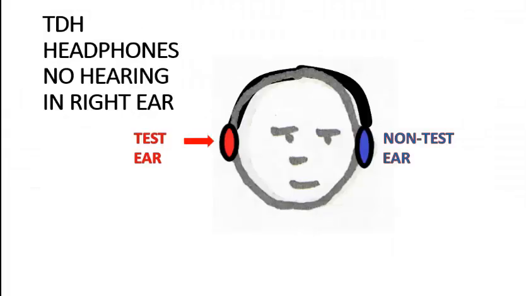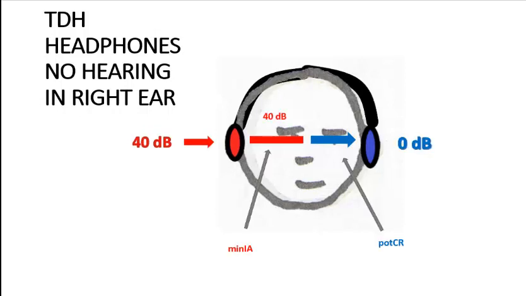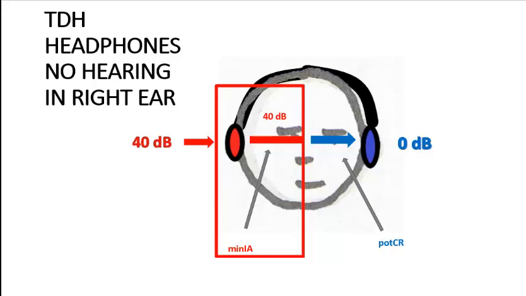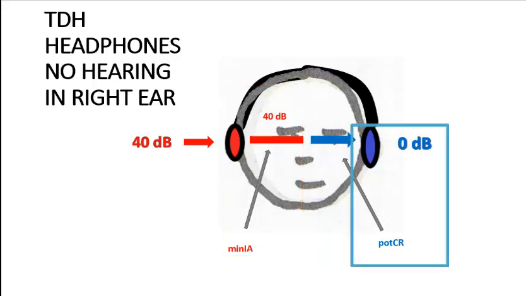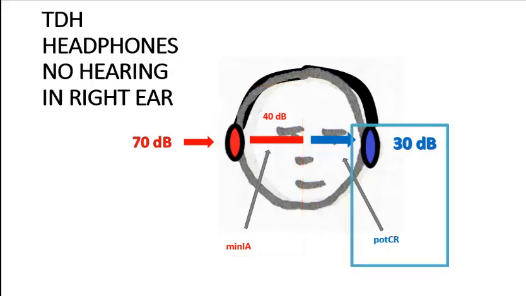Let's take a look at a situation where there is no residual hearing in the right ear, and we're delivering air conduction signals into this ear. Let's deliver a 40 dB tone into the right ear. If the interaural attenuation characteristics, or min-IA values, for this situation are 40 dB, the amount of crossover will be 0. All of the test signal delivered to the test ear will stay on the test ear side. If we deliver a 70 dB tone into the right ear, the potential crossover will be 30 dB.